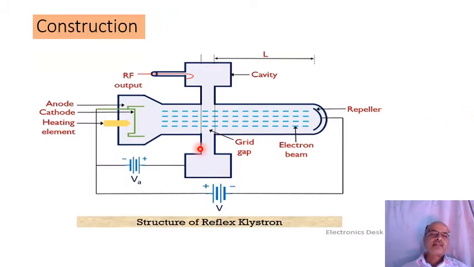So this is a constructional diagram of a reflex klystron. Observe carefully. This is the RF input. This is the electron gun assembly. In that, the anode is there. Then the cathode and heating element. Then the grid gap is as shown in this diagram. Then these are the electron beams, and this is the repeller. Generally, the repeller is provided with a more negative voltage.